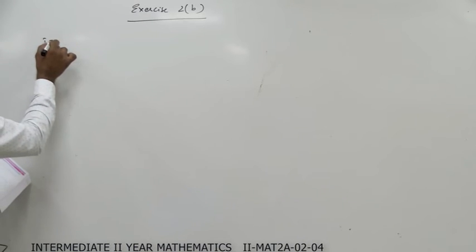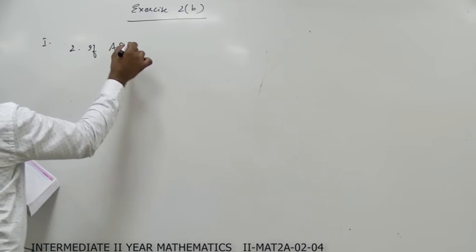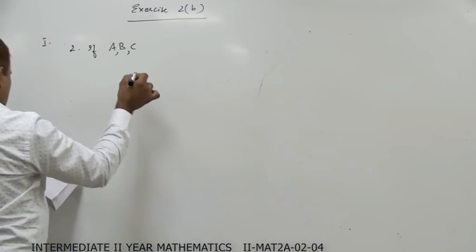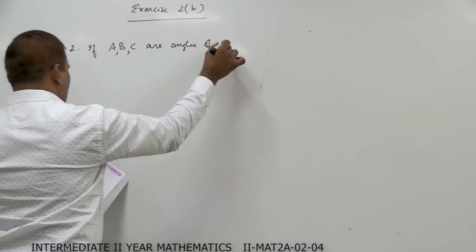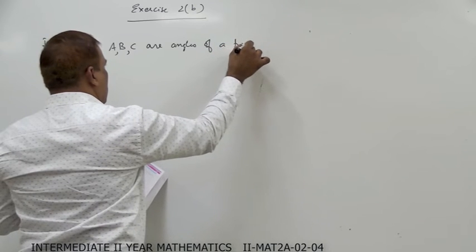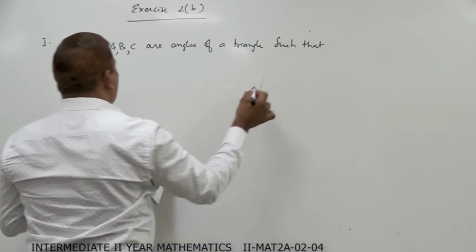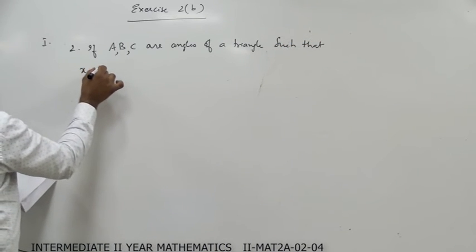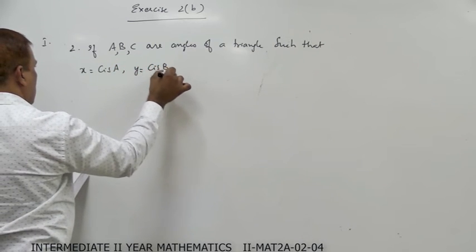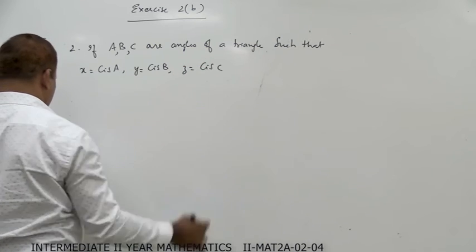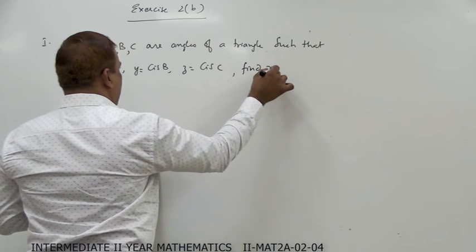ఫస్ట్ సెక్షన్ లో రెండో ప్రాబ్లం రాద్దాం. If A, B, C are angles of a triangle, such that x is equal to cis A, y is equal to cis B, z is equal to cis C, then find the value of x, y, z. Find x, y, z.